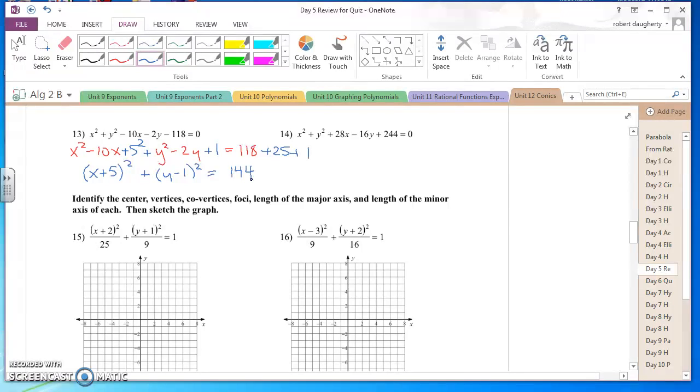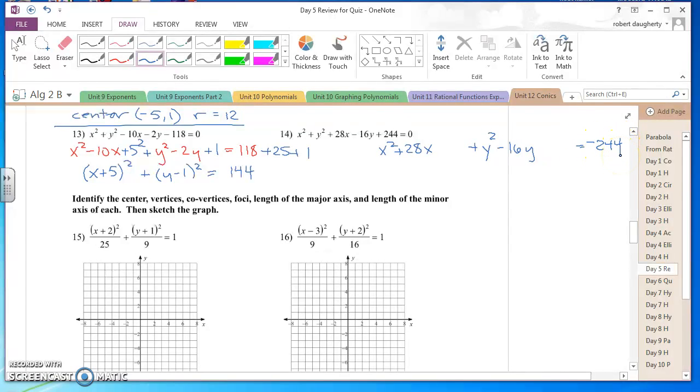So that means that my center is at 5, 1, and my radius is the square root of 144, which is 12. Okay. Similarly over here, I do the same thing. I'm going to group the x's and y's, so I'll have x squared plus 28x, I'll leave some space there, plus y squared minus 16y, leave some space, equals -244.